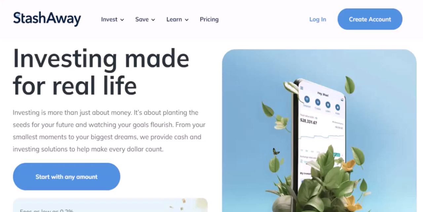Imagine you've just sold your old phone, or maybe you've received a cash gift. You're excited to invest it, but you're not sure how. Can you simply deposit cash into your StashAway account? Well, the short answer is not directly.